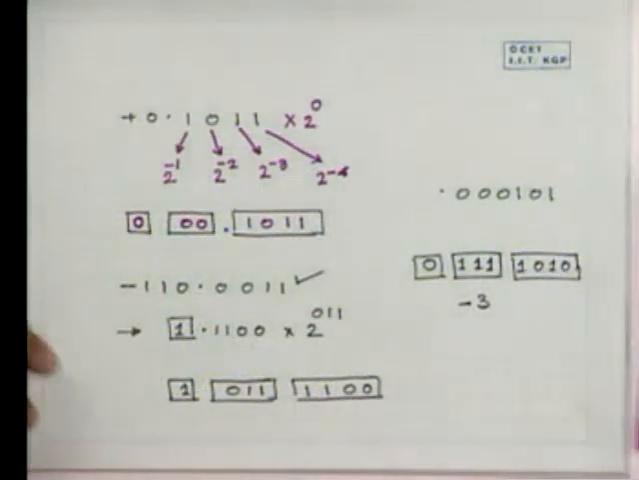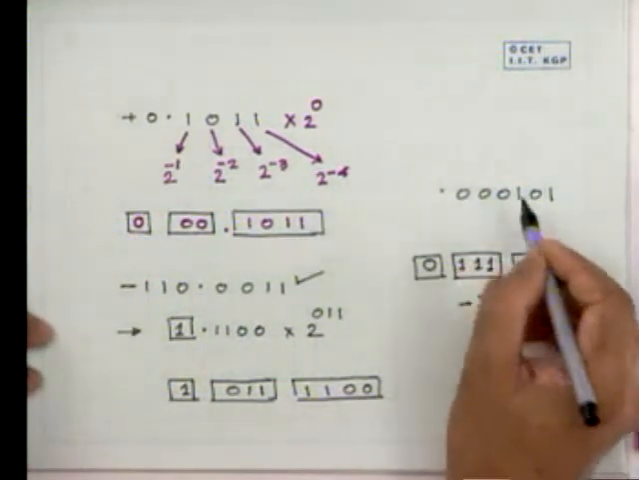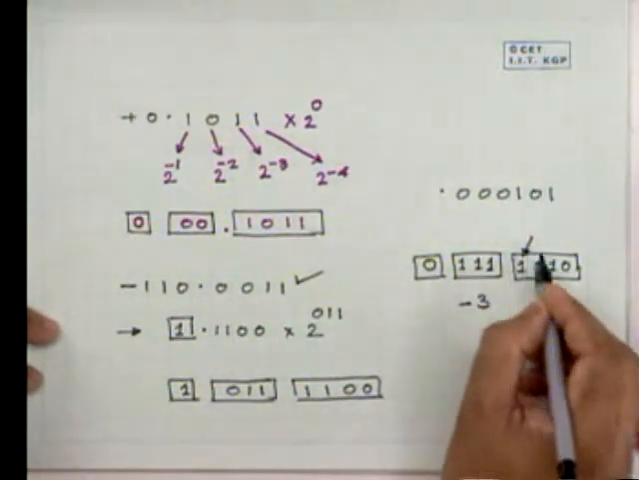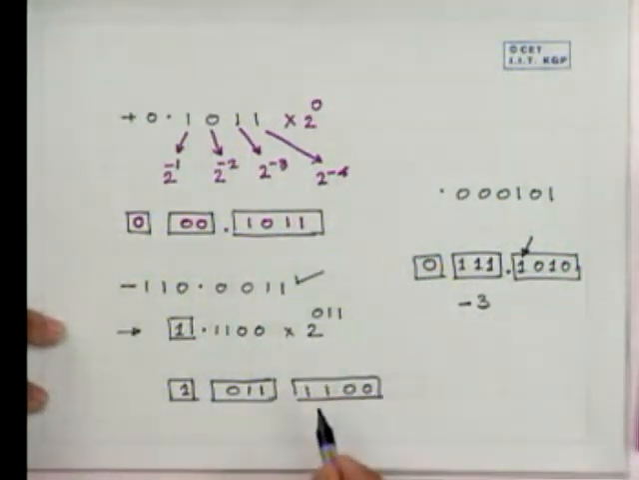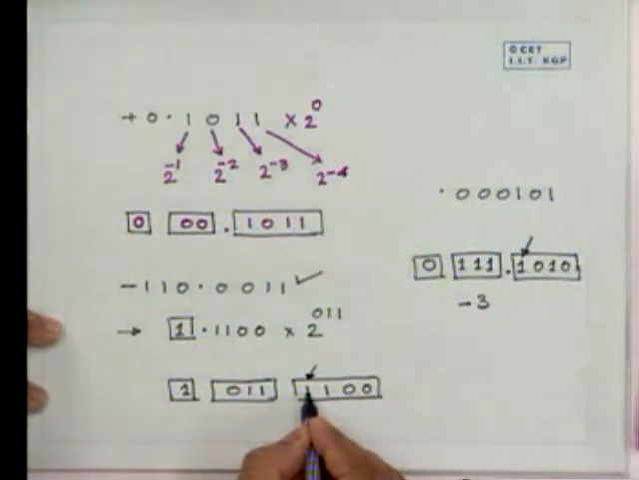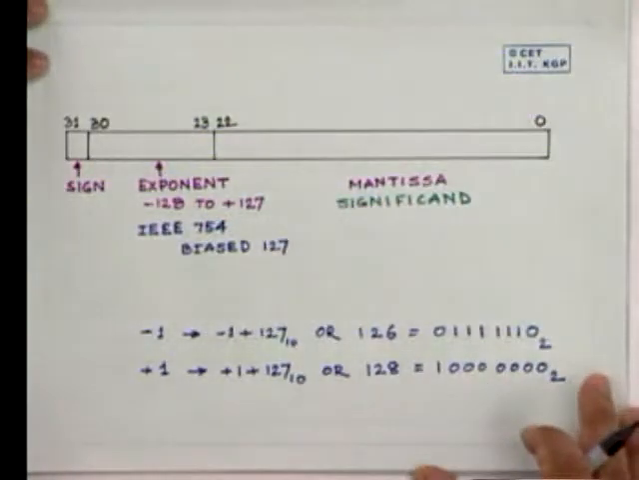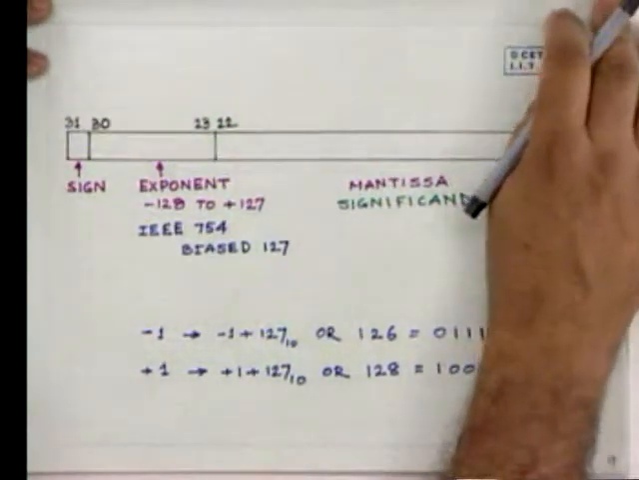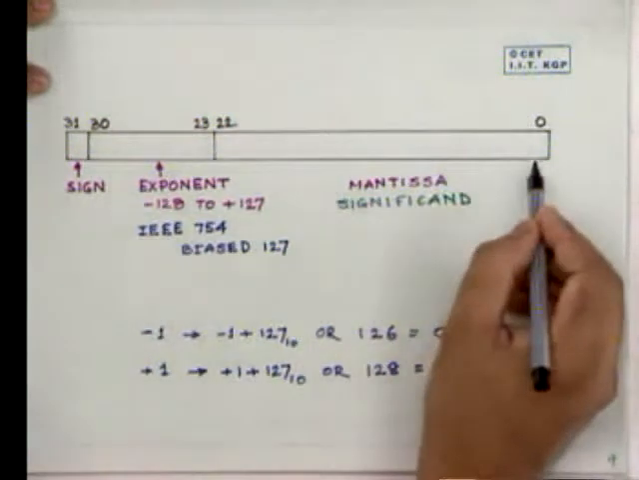Similarly, when you are representing a binary number, we are shifting the binary point here so that the most significant bit after the binary point is a non-zero, which is a 1. Similarly, here also, the most significant bit is a non-zero, which is a 1. If we take this representation, and if we have 32 bits to represent it, then we can represent a real number in the format that has been shown here.